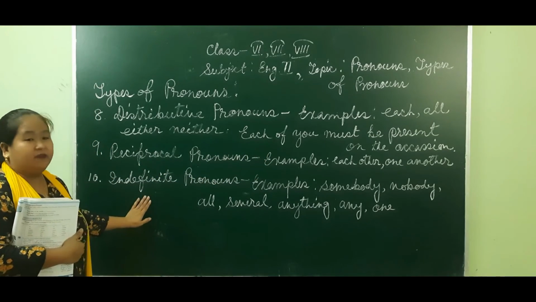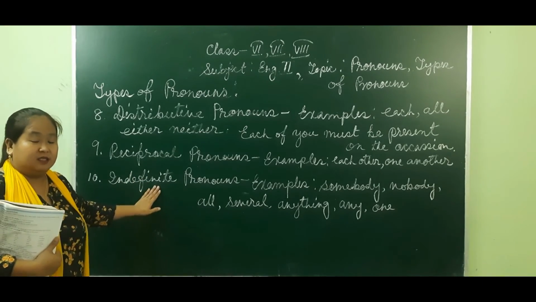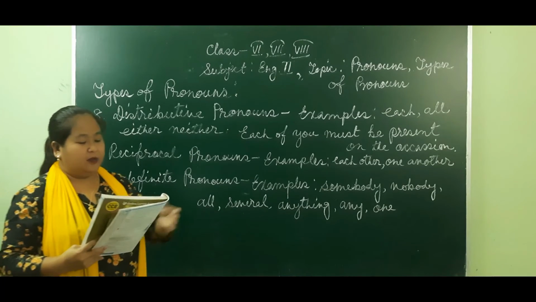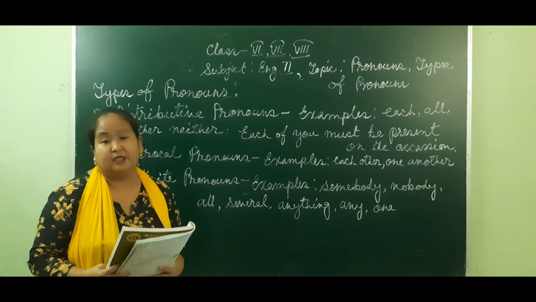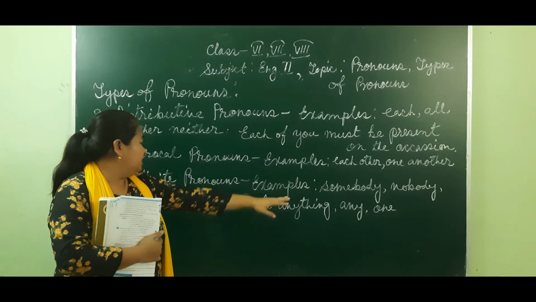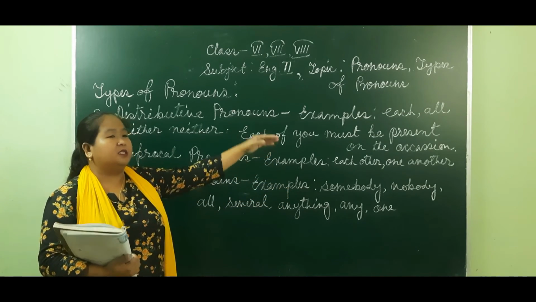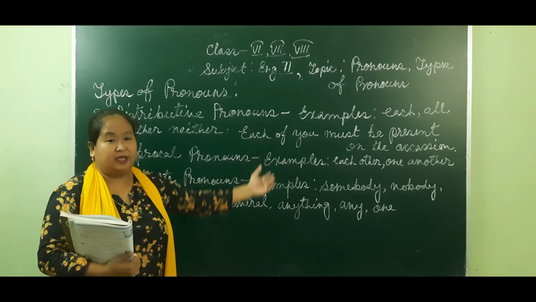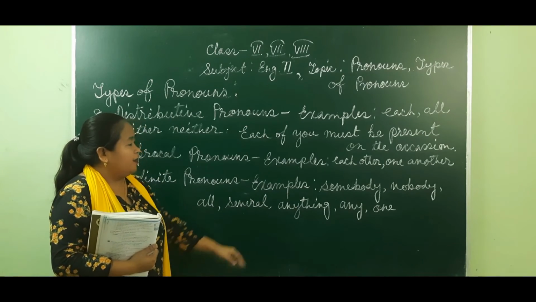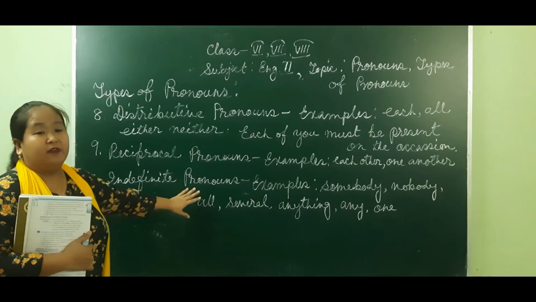And last we have indefinite pronouns. By the term indefinite, it is not definite, not particular. Indefinite pronouns are the pronouns that refer to one or more unspecified beings, objects, or places. Examples: somebody, nobody, all, several, anything, anyone. When I say somebody is knocking at the door, we do not know who that is. It can be a man or a woman, it is not a particular one. Nobody, all, several, anything: these are the examples of indefinite pronouns.